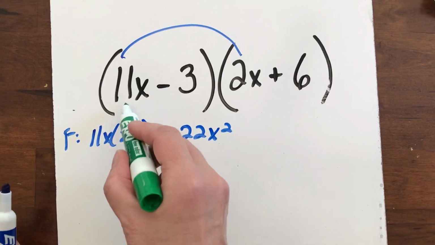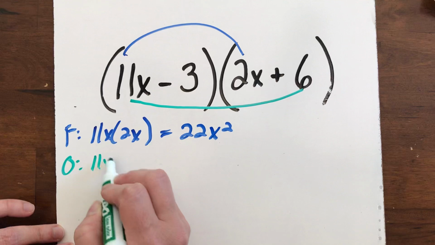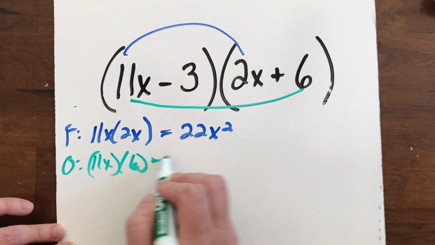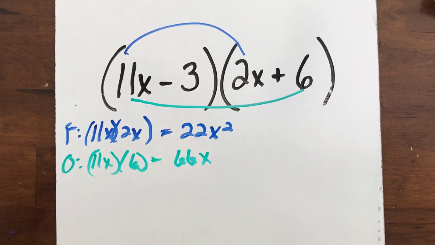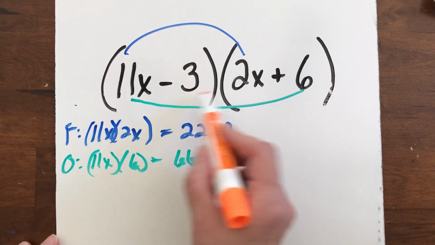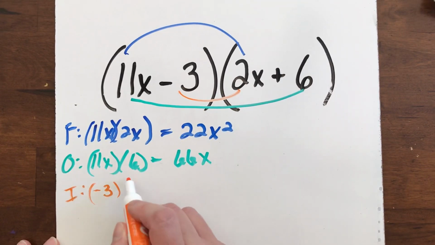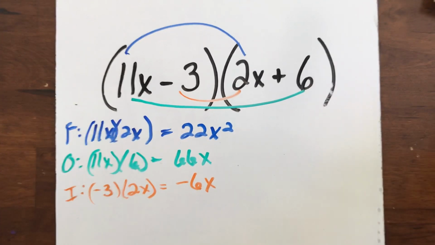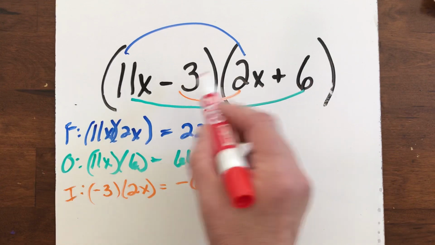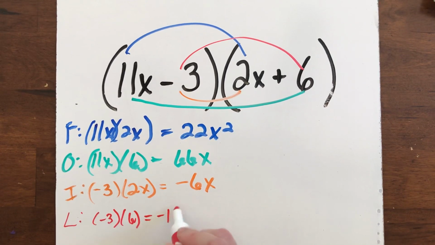Outer, I use green, are going to be the ones on the outside. So outer is going to be 11x times 6, which is going to be 66x. Let me put this in parentheses up here. And then we had inner, which are the 2 on the inside. So the inner was negative 3 times 2x, which gives me negative 6x. And then we had the last, which were the last ones in each set of parentheses. So last is going to be negative 3 times 6, which is negative 18.